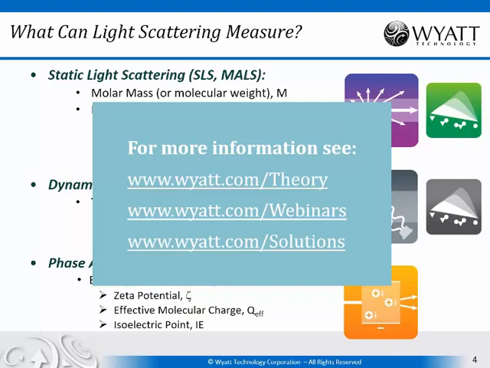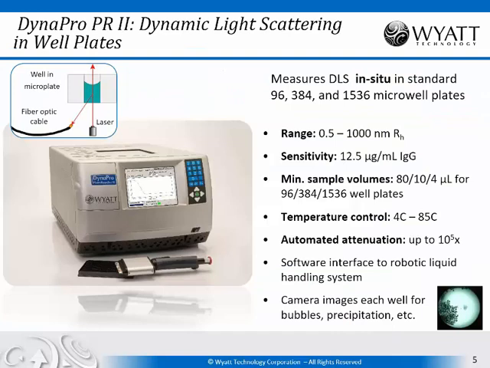As I mentioned, for today I'm going to focus on high throughput screening, which is accomplished with this instrument, which is the DynaPro Plate Reader 2, which measures dynamic light scattering directly in microwell plates. And as you can see in our schematic over here, we illuminate the well from below using a laser, and the scattered light is detected in the fiber optic cable. And so the laser and cable move around from well to well, make their measurements, and give you basically information on every well that contains sample in the plate.